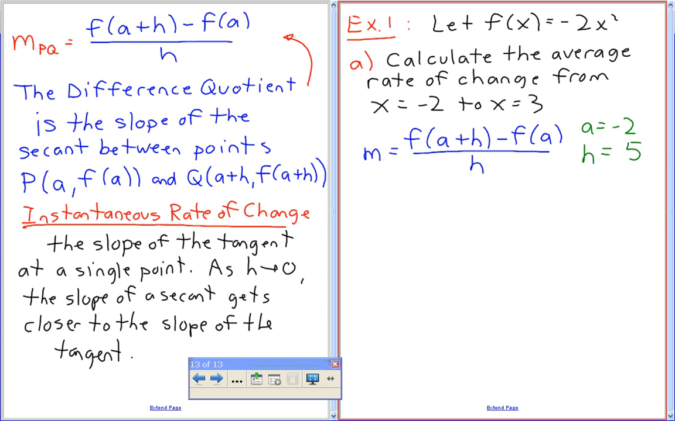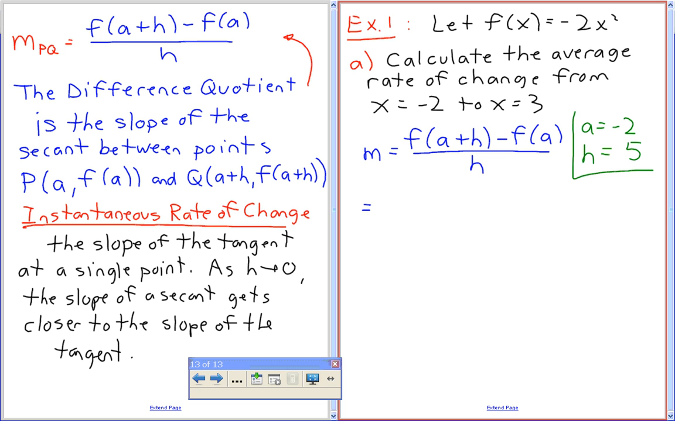Okay. Before we actually do this, let's use some algebra here. I'm going to ignore this for right now because I want to get to some algebra. If f of x is negative 2x squared, what is f of a plus h, please? Yes, probably, but ignore this. I want to use the general form first.